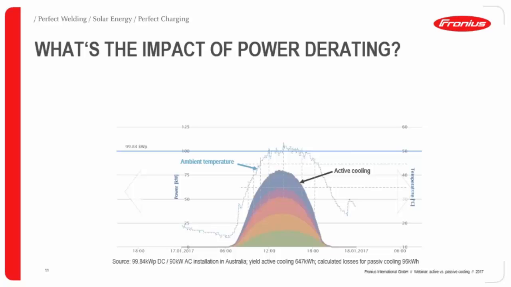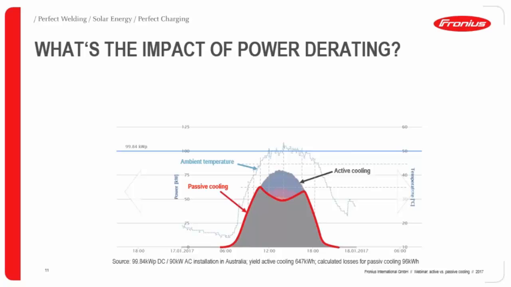Nevertheless, with active cooling, you see there's no power derating. So the question was, how would it look with passive cooling? And these are the points which we calculated here. If you use the derating behavior of the inverter that we looked at beforehand, the output curve of the inverters on this particular day would look like this.